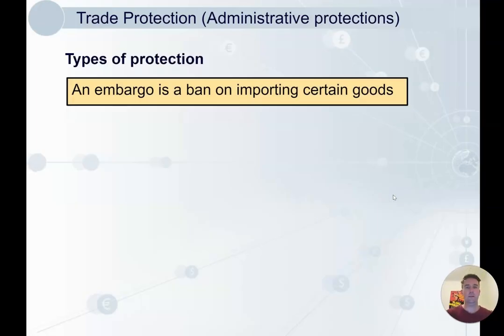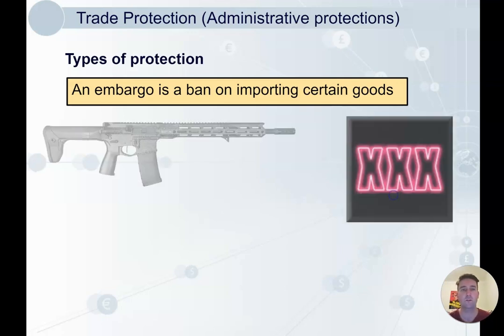Price stays low. So it's not as inefficient here. Some administrative protections. There are no diagrams here. This is a bit more just theory. So types of protection, we can have embargoes. That's a ban on importing certain goods.